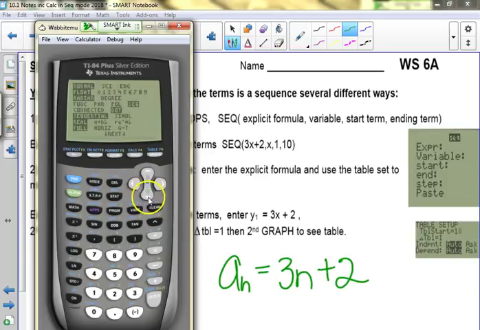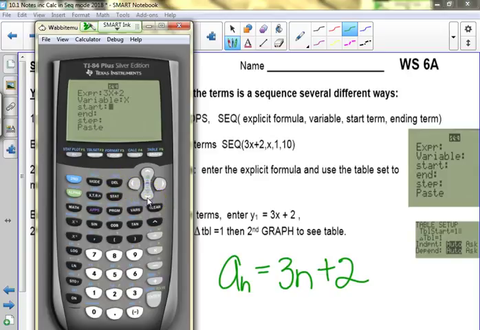Are you guys still in function mode? I'll switch to function mode. It won't matter on this particular question. If you're in function or sequence mode, it won't matter. But I get 3x plus 2. And then I would need a comma x if I was using the older calculator, because it wants to know what variable you're using, which is ridiculous because you just put it in the one above.